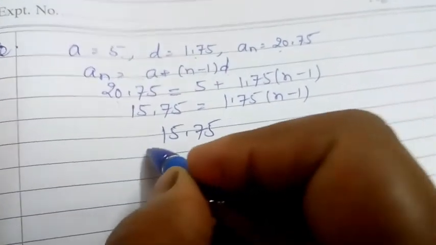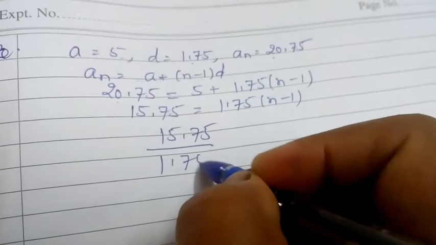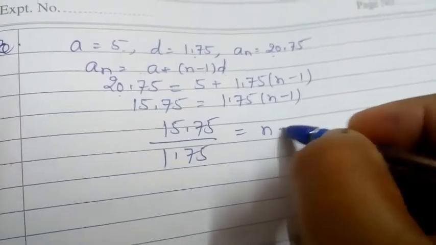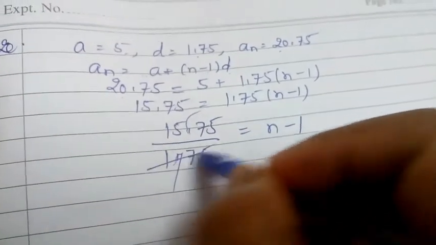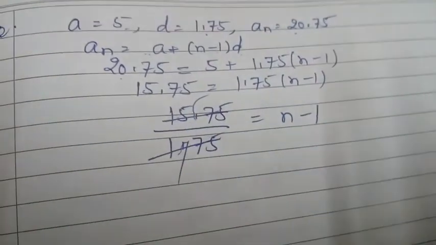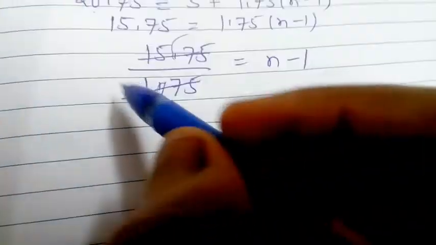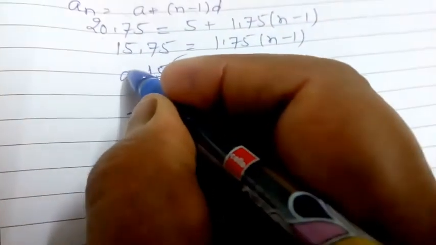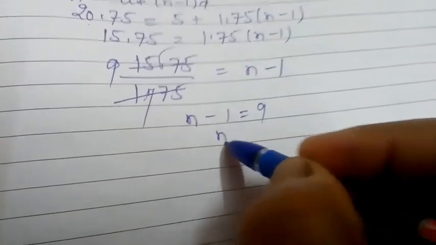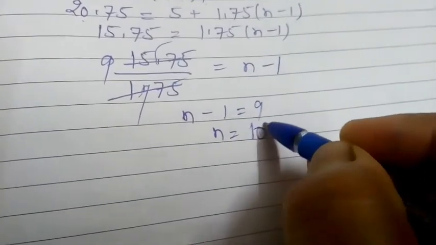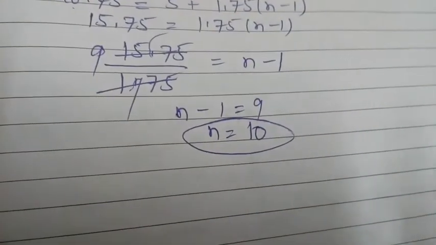15.75 by 1.75 equal to n minus 1. By cancelling, we get 9. N minus 1 equal to 9. It means n equal to 9 plus 1, 10. This is the answer. N equal to 10.